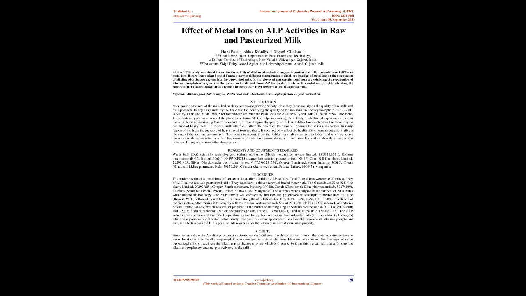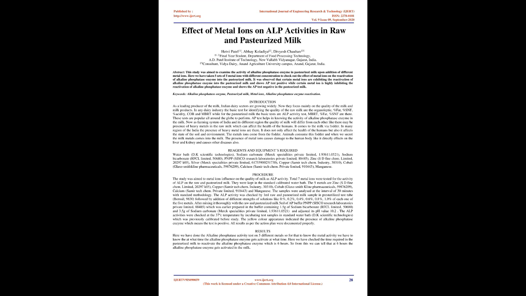Introduction. As a leading producer of milk, Indian dairy sectors are growing widely. Now they focus mainly on the quality of the milk and milk products. In any dairy industry, the basic tests for identifying the quality of raw milk are organoleptic, percent fat, percent SNF, percent acidity, COB and MBRT, while for pasteurized milk the basic tests are ALP activity test, MBRT, percent fat and percent SNF. These tests are popular all around the globe. The AP test helps in knowing the activity of alkaline phosphatase enzyme in the milk.